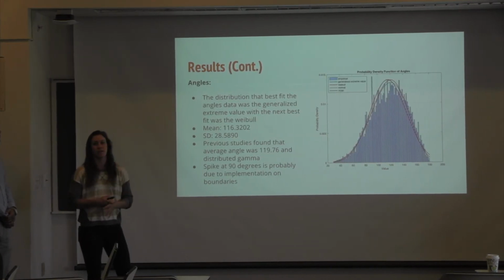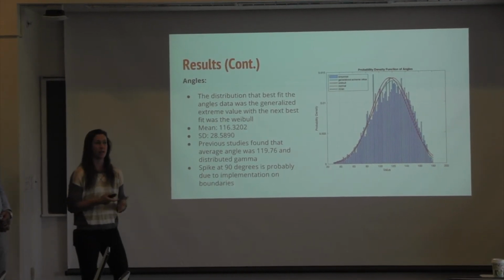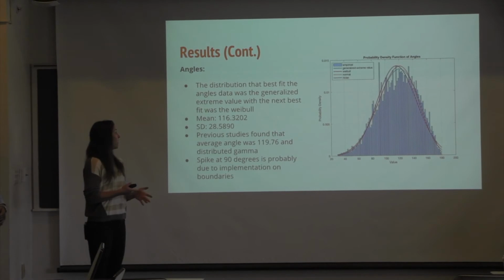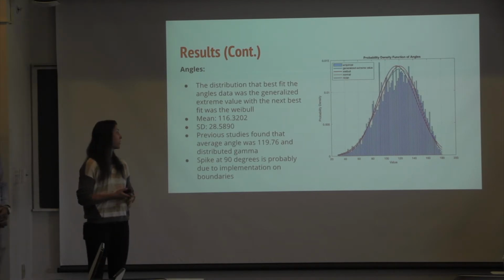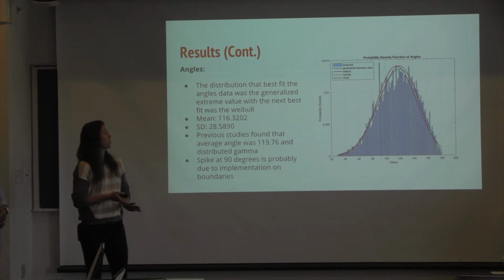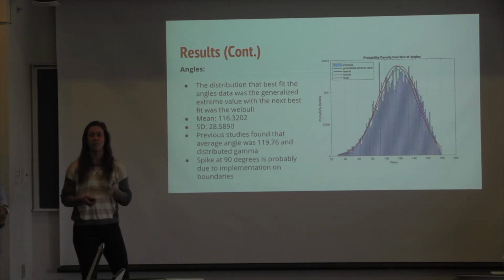So next we were able to calculate the angles by finding the interior angles of every single cell and then averaging those out. We got approximately 116 degrees. And then by finding the distribution, we were able to get the generalized extreme value as the best fit for our data. This compared to the previous studies, which found the mean as around 120 degrees, and it was distributed gamma. And one main reason for this difference could be that there was a spike. We found a spike around 90 degrees, which could be from implementing our boundaries, which essentially added at least 4 90-degree angles to every single Voronoi diagram.